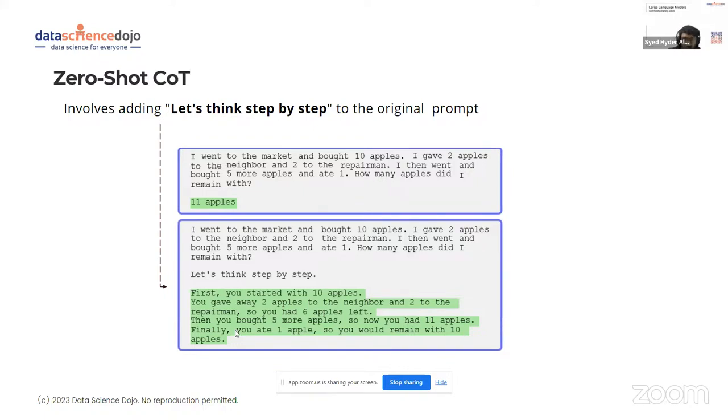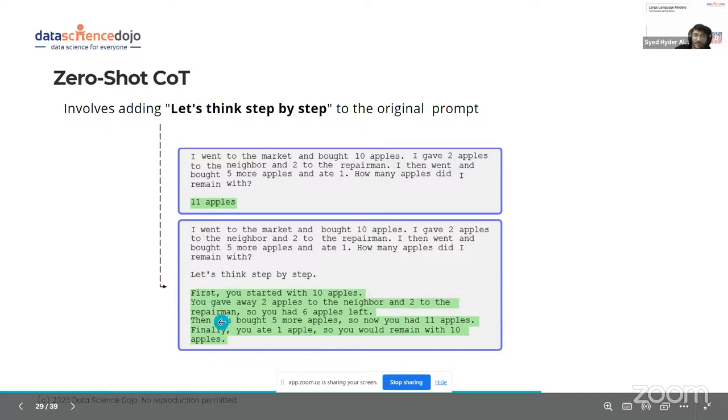So it summed up to 11. But then we ate one, so the answer has to be 10. But in the same way, in the below one, you could see we gave the same prompt, and then we said, let's think step by step. So you could see now it made sense.